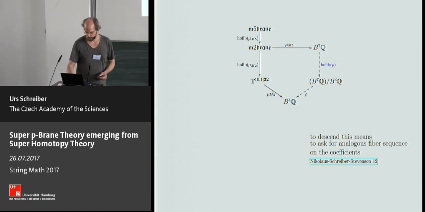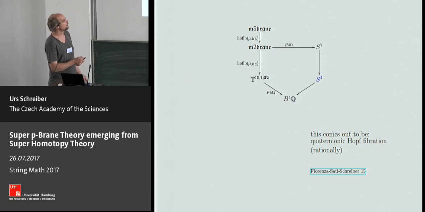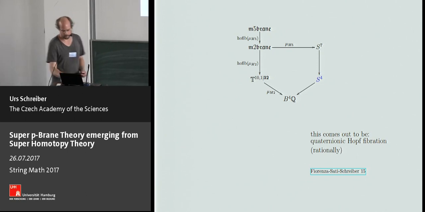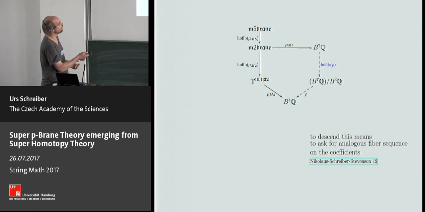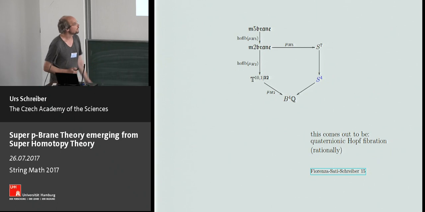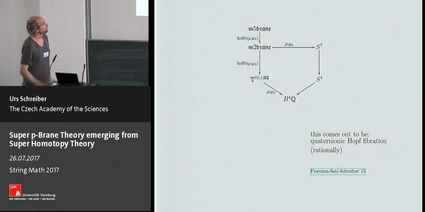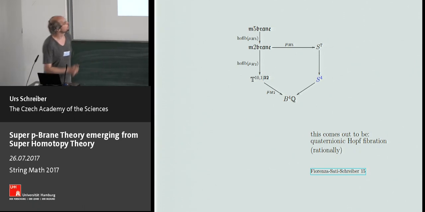A little computation shows that this problem is solved by putting the quaternionic Hopf fibration here. So you ask, how can I find a homotopy fiber sequence like so, with something here, which will have an interpretation of being the homotopy quotient of B7Q by B3Q, and it turns out the solution to this is the 4th sphere. The 7th sphere sits over this as an SU2 bundle. This SU2 bundle has a second Chern class, and rationally that's what one sees here.